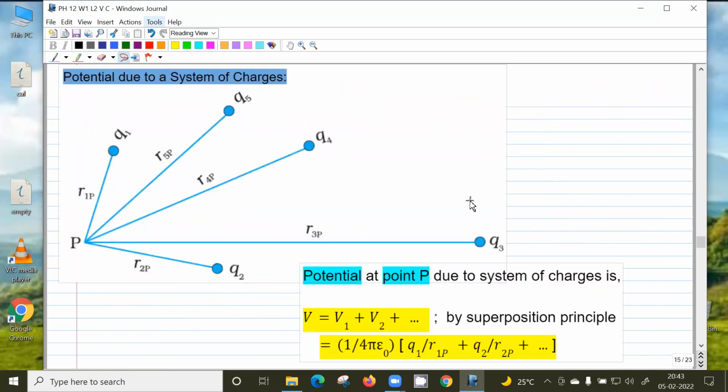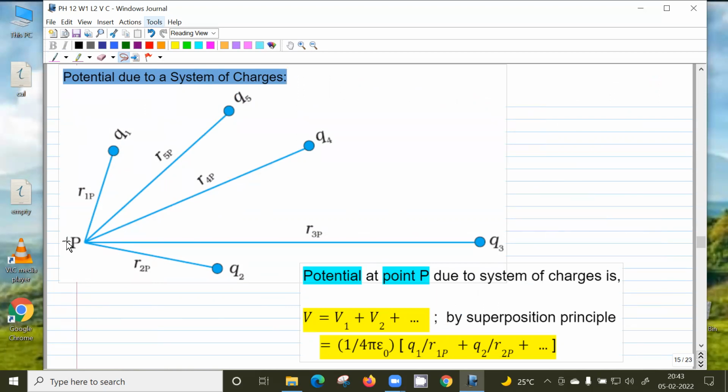Now we have considered a point charge and two charges, and that's a dipole. Instead of that, we can have more than two charges. Here you have a system. How many charges are here? 1, 2, 3, 4, 5. In general, there can be n charges. Here also we can apply the superposition principle to get the potential at any point.